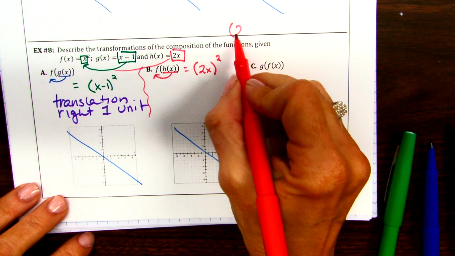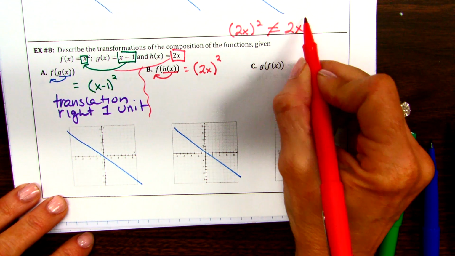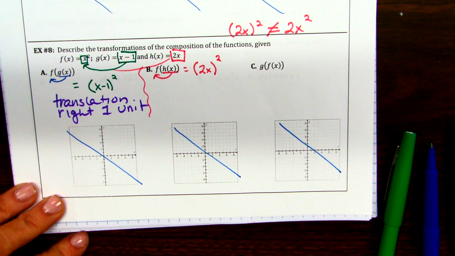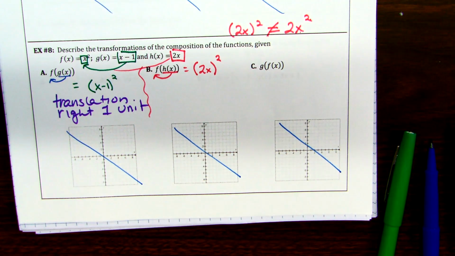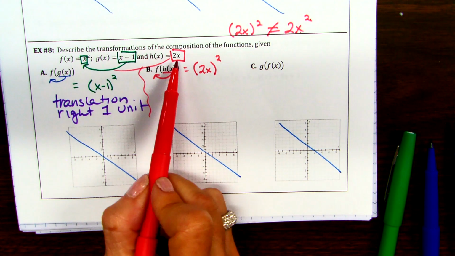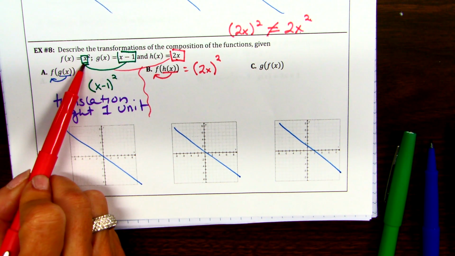This does not equal this. These are not the same thing, okay? So be careful with that. This is only squaring the 2. This is squaring everything. You want to square everything. Okay, so we just made this change to the parent function of x squared.